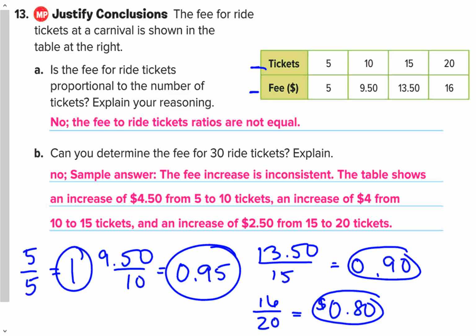All right. Here's an example that they show. The table shows an increase of 4.50 and then $4 and then 2.50. As it's increasing every 5 tickets, you really can't tell.